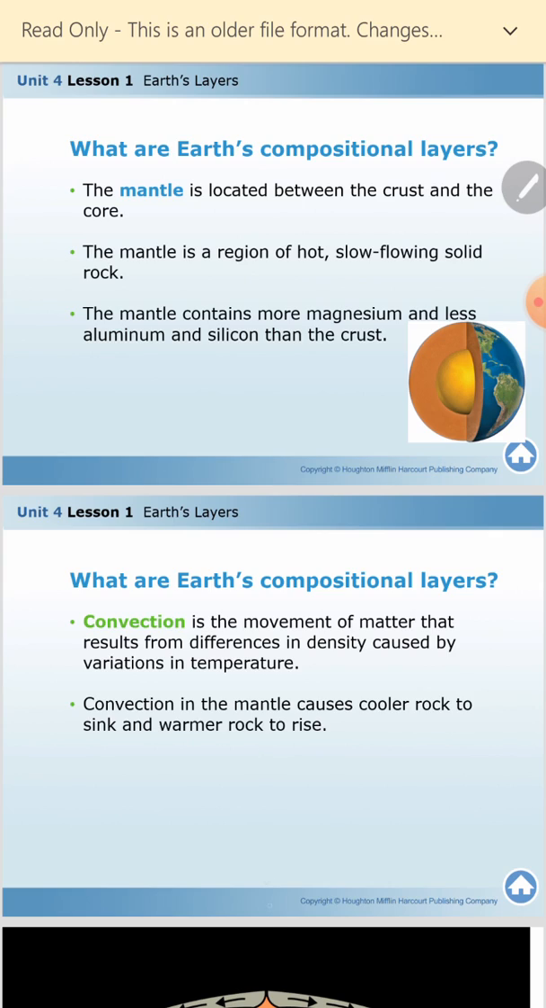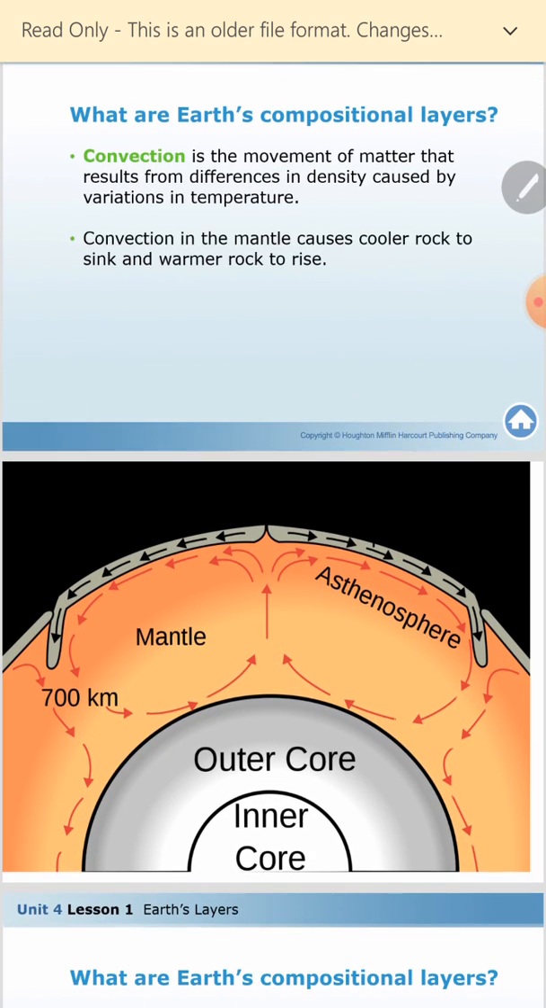So let's explain it here on the picture. Let's read first. It's a movement of matter or a fluid that results from the difference in density caused by variations in temperature. Convection in the mantle causes cooler rock to sink and warmer rock to rise. How? When we go deep under the surface of the earth, the temperature rises. Higher temperature, يعني more heat, means less density. يعني we will have a greater volume. When the temperature increases, the volume increases. That means the density decreases.